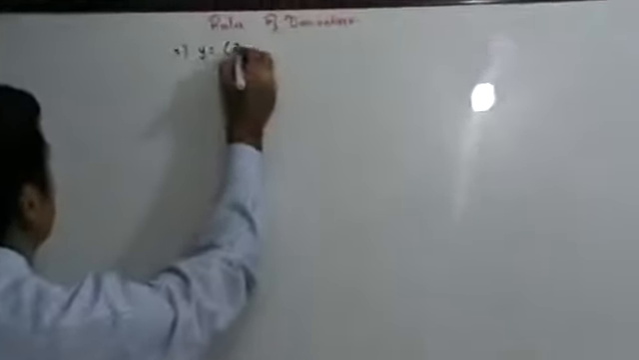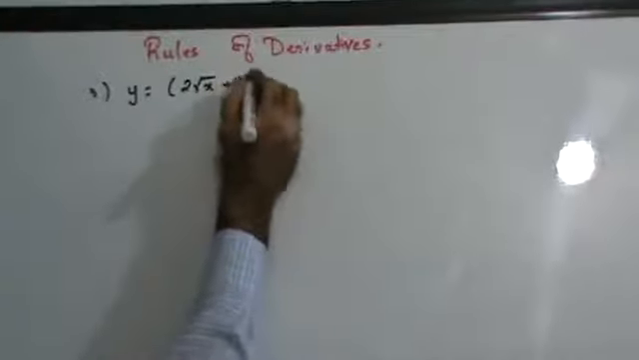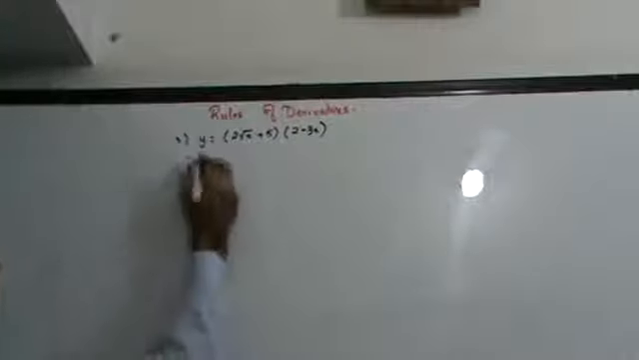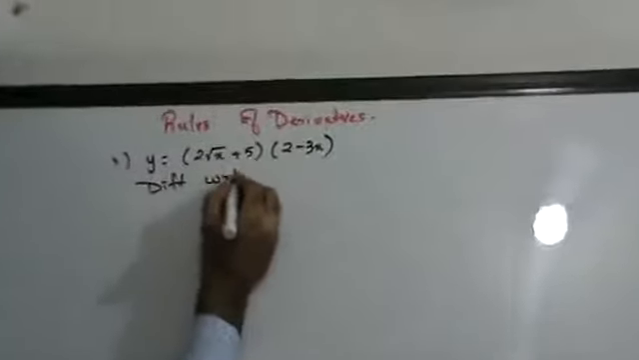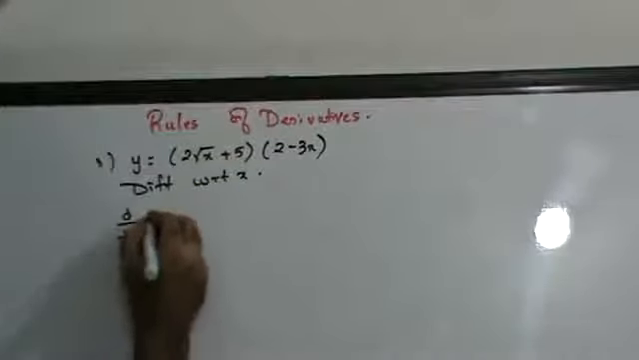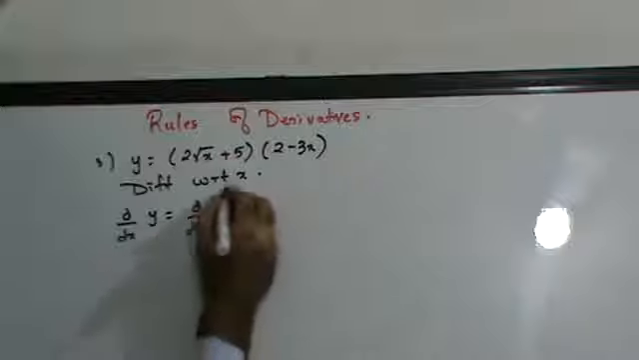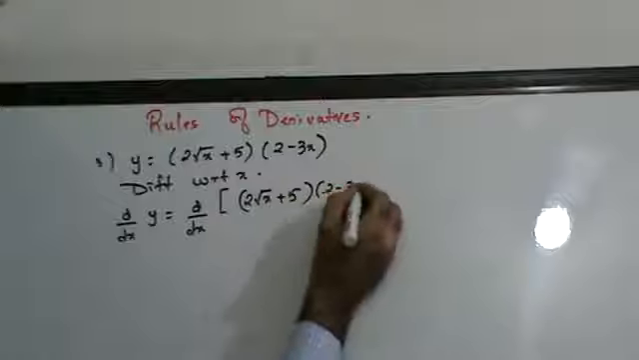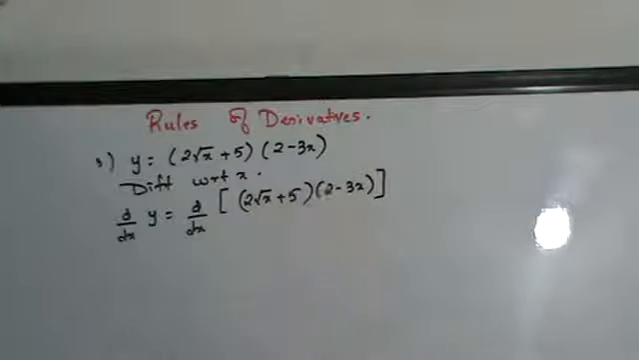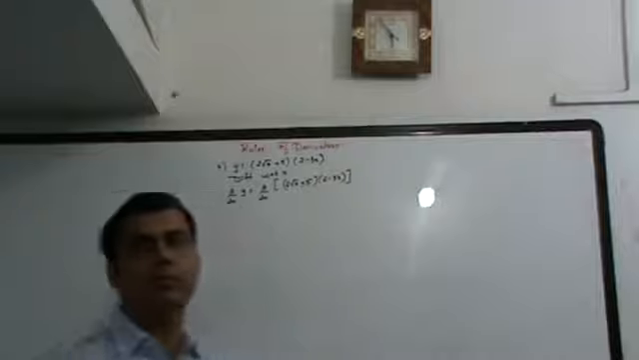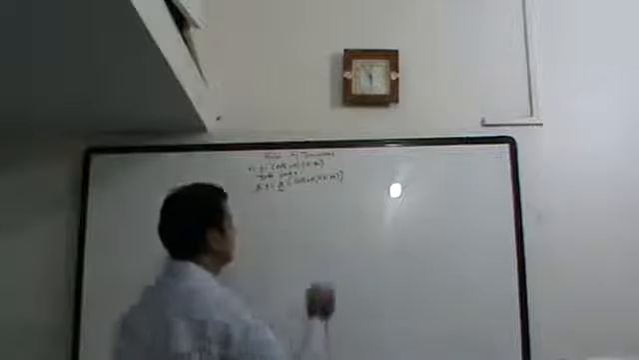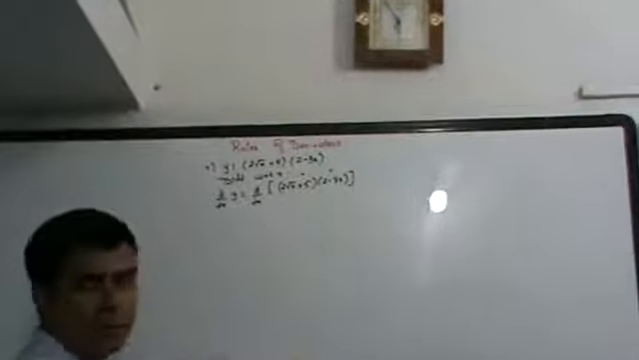Y is equal to 2 root x plus 5 into 2 minus 3x. Same thing, differentiate with respect to x. So you will get dy dx of y is dy dx of 2 root x plus 5 into 2 minus 3x. Here there is multiplication between two terms. Whenever there is multiplication between two terms, you have to use the UV formula. That is the only formula in derivative which has multiplication between two terms. Assume the first term to be u, assume the second term to be v.